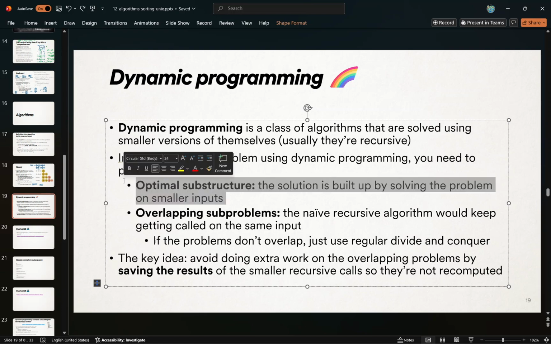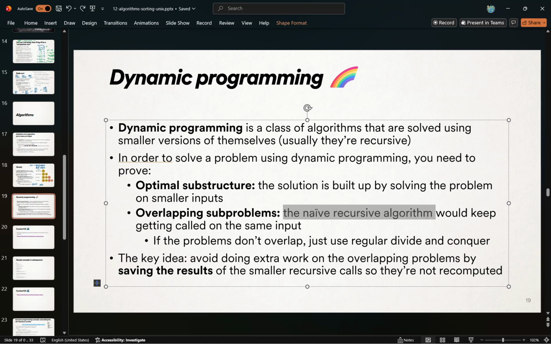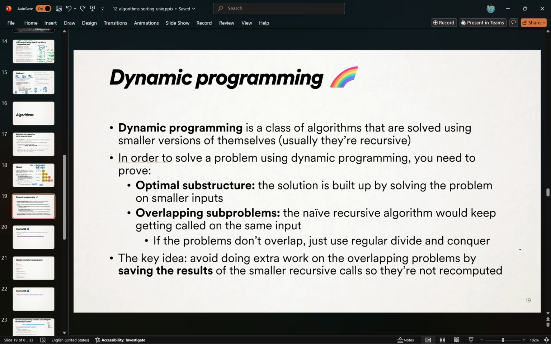So technically, recursive algorithms that we've done exhibit optimal substructure, but the overlap is the new thing for dynamic programming. So overlapping subproblems means that when you have a recursive algorithm, you're going to implement this recursively because it overlaps. The naive version of that would just keep getting called on the same input. You'd keep getting down to the same things a lot of the time because they would end up overlapping a lot. So if they didn't overlap, you would just use divide and conquer and call it a day. But dynamic programming is when they do overlap.